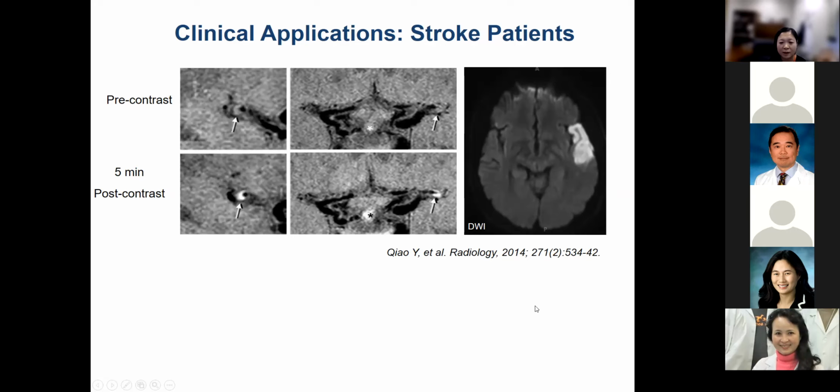This is the paper we published in 2014, working on stroke patients. You see, this is vessel wall imaging. This is an M1 lesion. This is atherosclerosis. So this is a plaque. And after we give contrast, you see the plaque enhanced. And then we further did a cross-sectional association and found the enhancement actually associated with the remote downstream infarction. This is the diffusion-weighted image showing the stroke region.